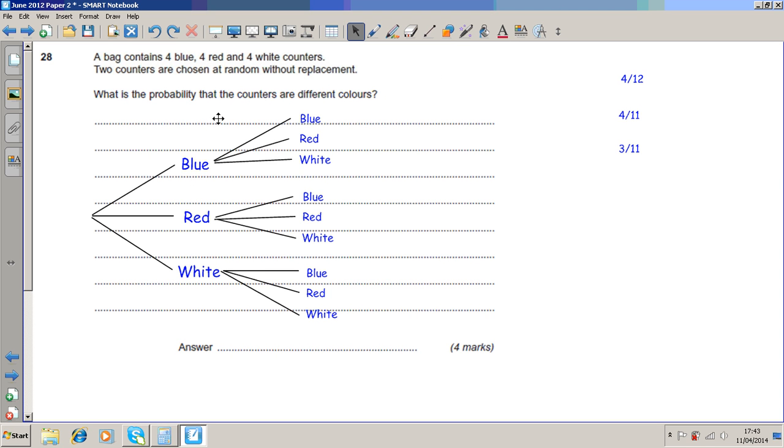Okay, so I've set myself up a tree diagram. The probability of getting each of the colours on the first go is 4 twelfths, because there's 4 out of 12 of each colour. Now if I pick a blue one the first time round, there are 3 blues left out of 11 altogether. And red is 4 out of 11, and white is 4 left out of 11. If I pick a red first time, then I've got 4 out of 11 blues, 3 out of 11 reds, and 4 out of 11 whites. And if I pick a white one first time, I've got 4 out of 11 blues, 4 out of 11 reds, and 3 out of 11 whites.